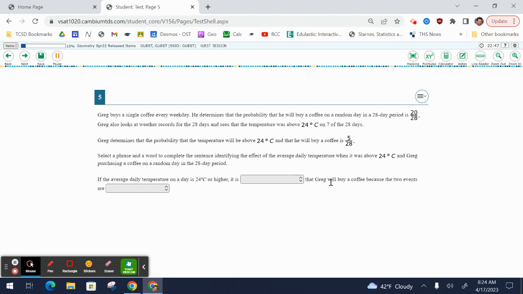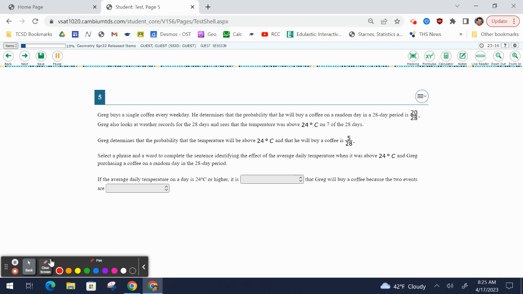Greg determines that the probability that the temperature will be above 24 degrees and that he will buy coffee is 5 out of 28. Select a phrase and a word to complete the sentence, identifying the effect of the average daily temperature when it was above 24 degrees and Greg purchasing coffee on a random day.